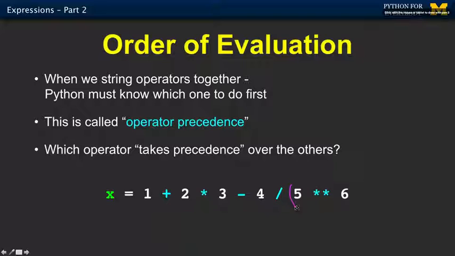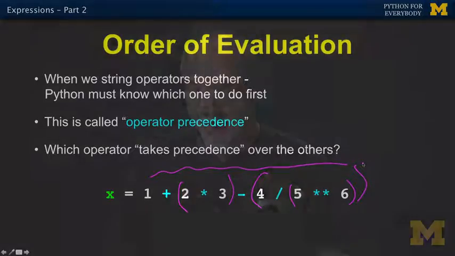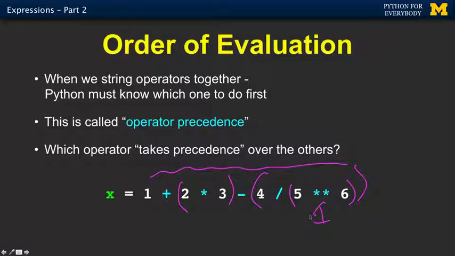So I'd say 5 to the 6th power goes first, then this 4 divided by that goes next, then this 2 times 3 goes next, and then we evaluate the rest of these things left to right. So I just added parentheses that are the same. This is exactly the same as what it would be without the parentheses, because this happens first, this part here happens second, this happens third, and then all this other stuff happens fourth. So there's an order. But we're going to teach you what the order is if you weren't going to use parentheses.